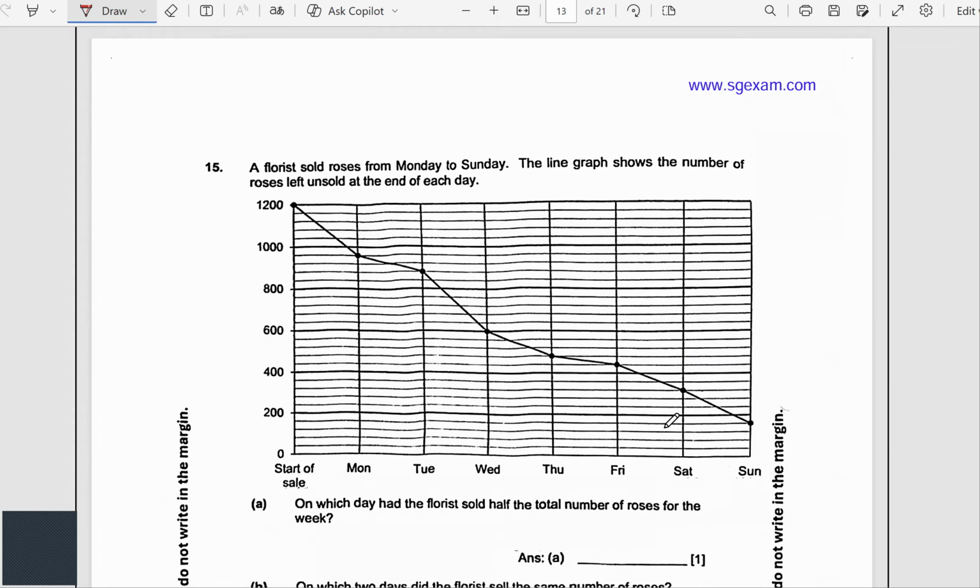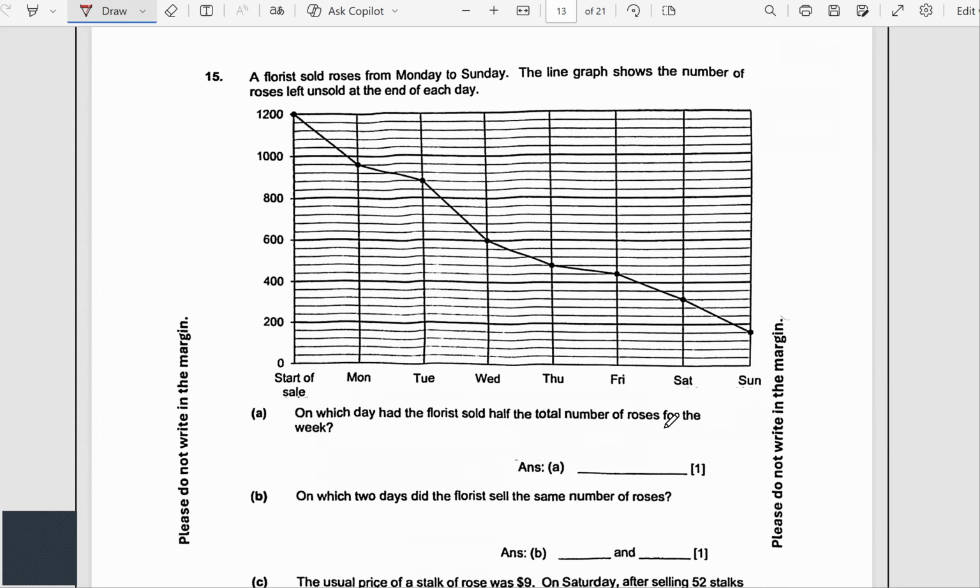Okay, question 15. A florist sold roses from Monday to Sunday. Line graph shows the number of roses left unsold. Unsold, so that's why the numbers are going down. Okay, so before we do the questions, let's write down how many roses are left unsold. So initially it's 1200. Then for Monday, every interval from 0 to 200, there are 5 intervals. Every interval is 40. Okay, 200 divided by 5 is 40. So you have to count by 40.